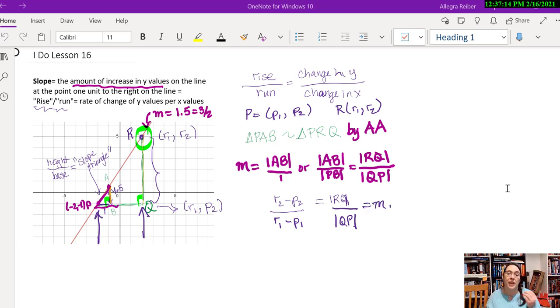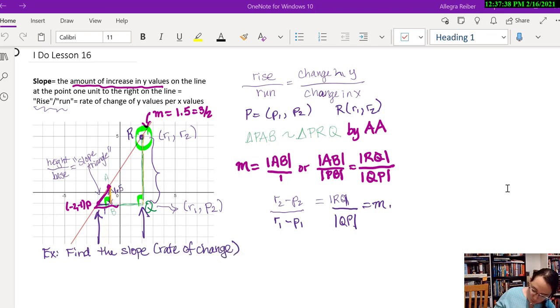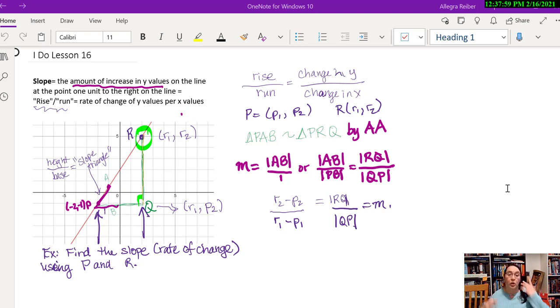I want to show it to you now in the context of this example. So we're actually going to use the numbers that we see, and I think it'll make it simpler. In our example, we're going to find the slope, which we're also going to call the rate of change. And we're going to use points P and R. So I'm going to erase some of the other stuff that's in the way. Remember, we know what the slope should be. We had already found the slope in this example.